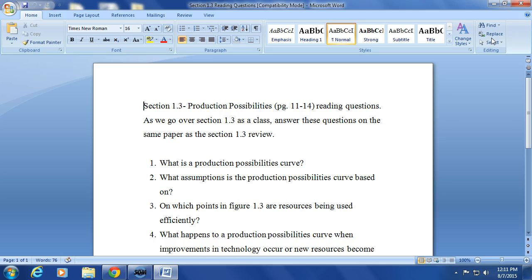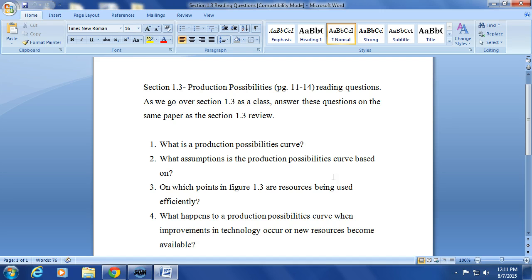All right, now let's go ahead and move on to number 4. It says, what happens to a production possibilities curve when improvements in technology occur or new resources become available? So if you look on page 14, I want you to look at figure 1.4 where it says a shifting production possibilities curve.